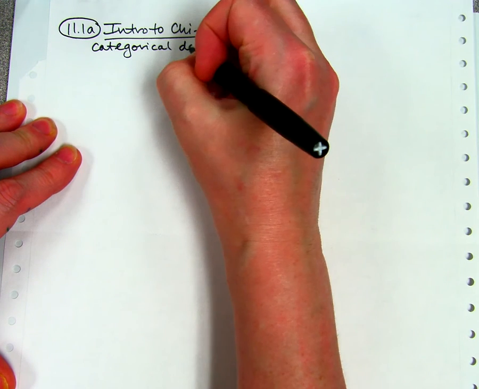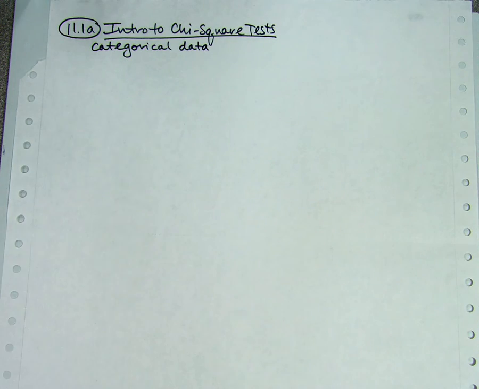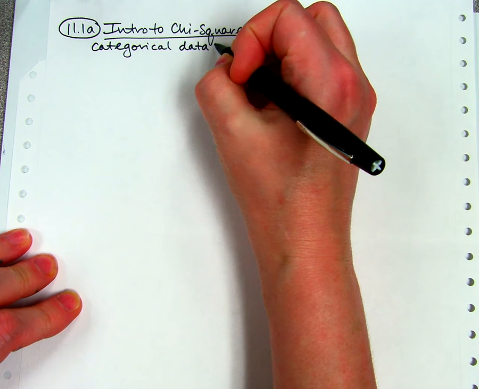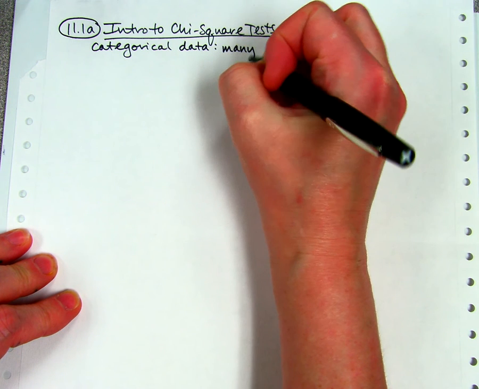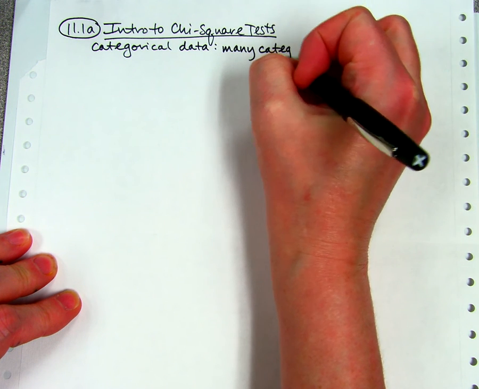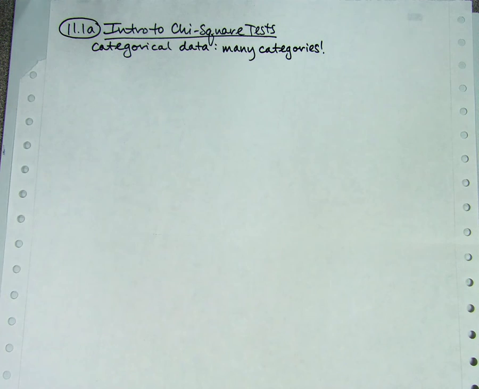And you might be thinking, hey, we've done categorical data before when we did proportions, right? So proportion tests, that's kind of like this, except what we're going to do in this chapter is allow it to have many categories instead of just two categories. So for proportion tests, we have successes and failures and nothing else. Now we're doing many categories.